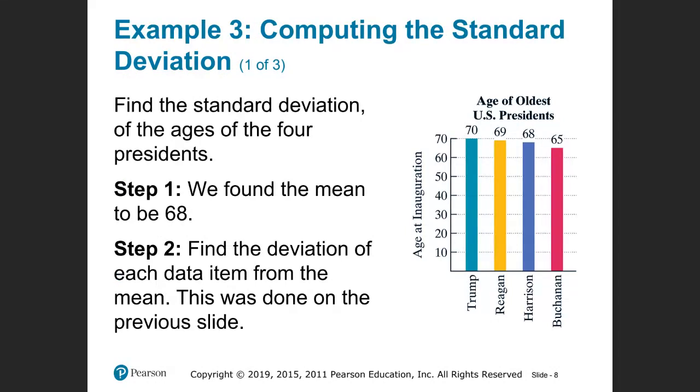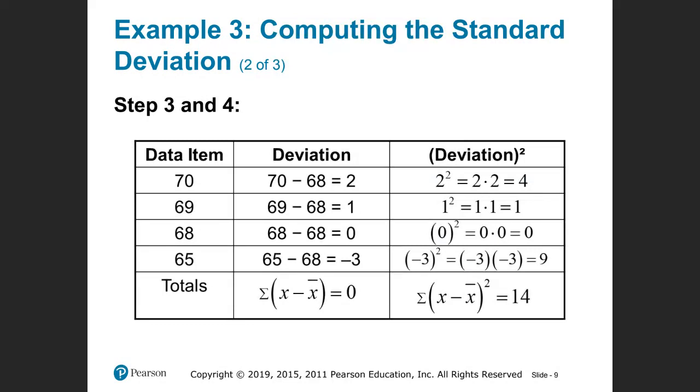Example 3, computing the standard deviation. We want to find the standard deviation of the ages of the 4 presidents. In step 1, we found the mean to be 68. Step 2, find the deviation of each data item from the mean. We did this on a previous slide, which is repeated on this slide.